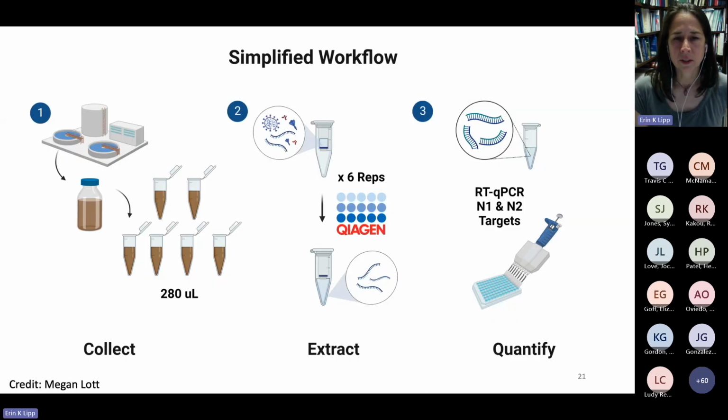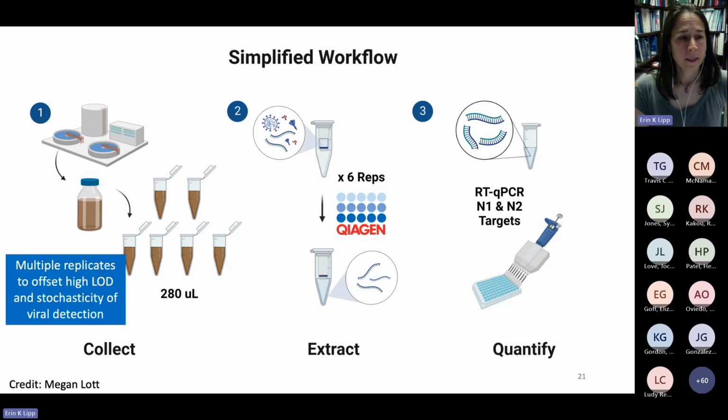As part of the data collection, once you get the sample, you have to do something with it. So for SARS-CoV-2, this was basically doing an RT-qPCR assay for both the N1 and N2 targets. Our sample was collected, we extracted in at least 6 replicates per sample to get our RNA and then subjected it to that RT-qPCR. And we used both of those targets to basically enhance our ability to detect what was there. We also, in our case, used a lot of replicates to offset what would otherwise be a high limit of detection and some stochasticity in terms of how the virus was detected.